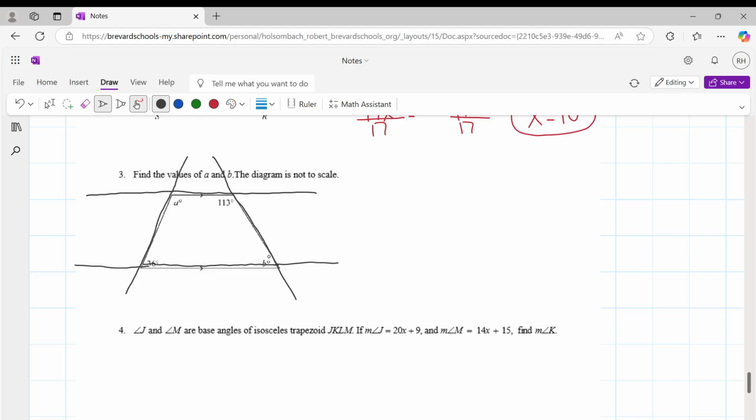this A and this B, well, we'll start with the A. The A and the 36, those are same side interior angles. All right, same side interior angles. So they're supplementary. So we're going to say that A plus 36 is equal to 180. So we can subtract 36 and we get an A that's equal to 144.